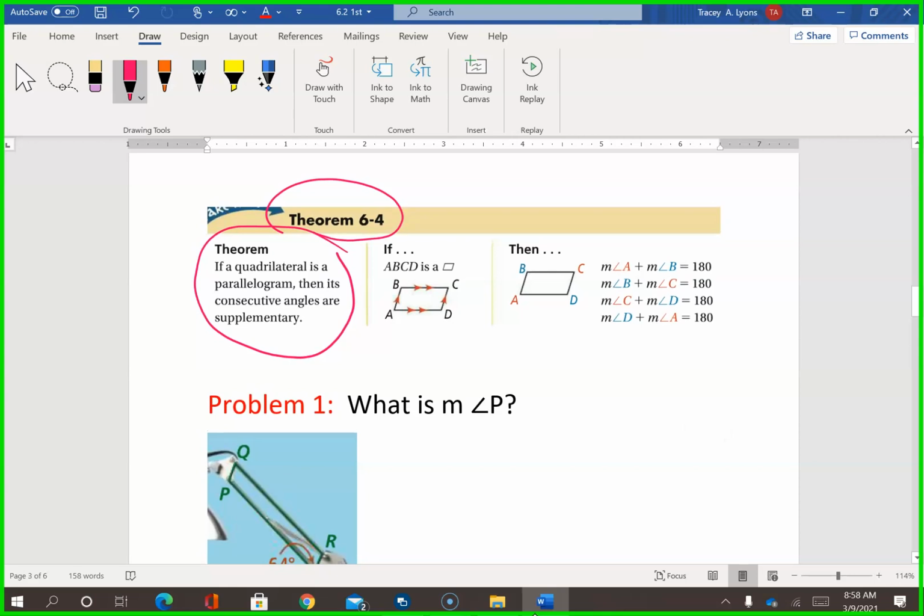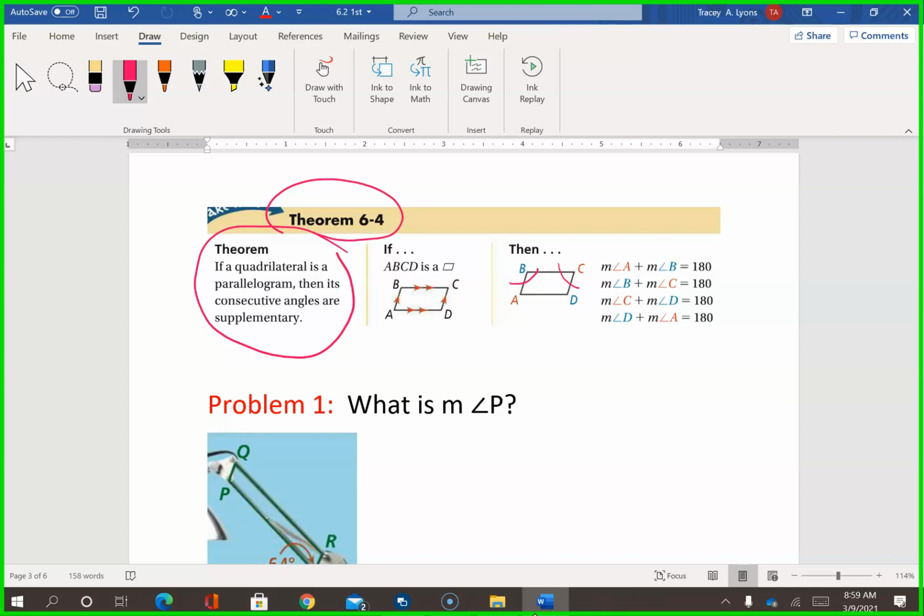Next theorem: if a quad is a parallelogram, then its consecutive angles are supplementary. So here, when I'm looking at consecutive angles, B and C are consecutive. They share a side. C and D are consecutive. D and A are consecutive. So when you're looking at it, it's the ones in order.